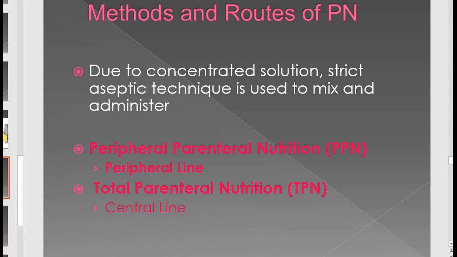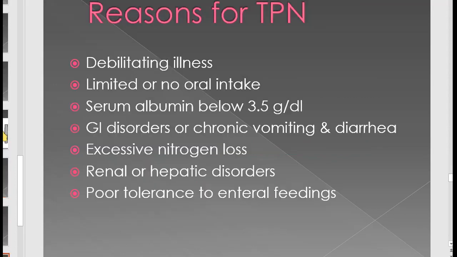Here are just a few reasons for somebody that would be requiring TPN. Maybe they have limited or no oral intake and they're unable to digest through the GI tract. Their serum albumin level may be very low. Again, any kind of GI disorders, renal or hepatic disorders, or just poor tolerance to enteral feedings.